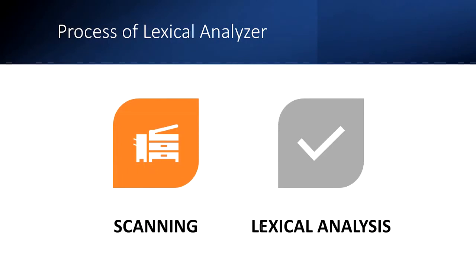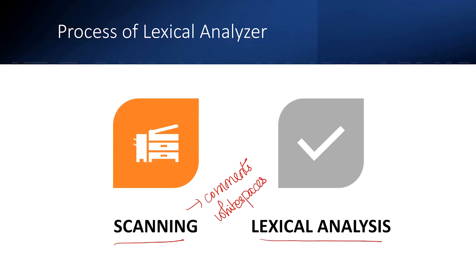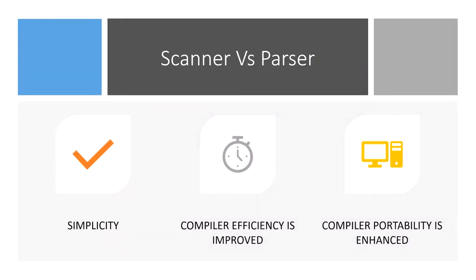The two major processes of the lexical analyzer are, first, scanning, as told before. This is a simple process. Here, while scanning, comments and white spaces will be deleted. The next process is lexical analysis, which is a complex process, and lexical analysis is majorly used for tokenization. So the process of the lexical analyzer is categorized into scanning and lexical analysis. Now we are going to see the difference between the lexical analysis, that is the scanner, and the parser.